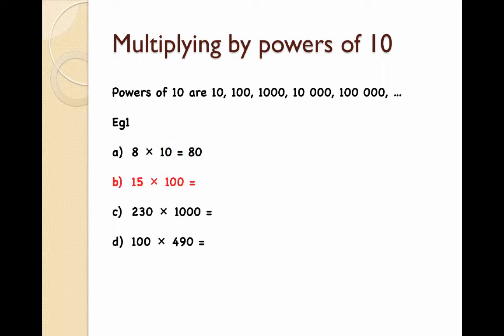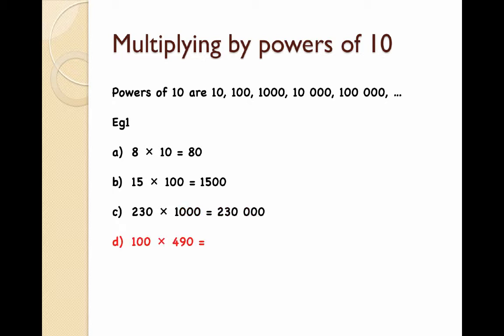Let's look at 15 times 100. I don't expect you to know your 15 times tables, but if I start off with the 15, that's going to be in my answer, and I put 2 zeros on the end of it that come from the 100, I get an answer of 1500. Same thing with 230 times 1000. I start off with the 230, and then because I'm multiplying by 1000 that has 3 zeros in it, I'm going to put 3 zeros on the end of that 230 to get 230,000.